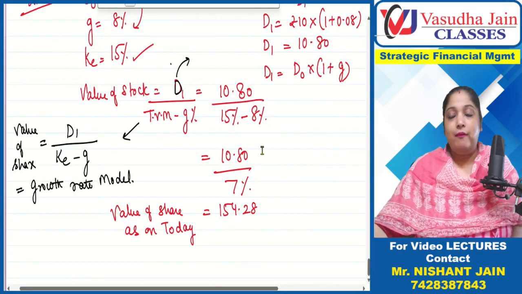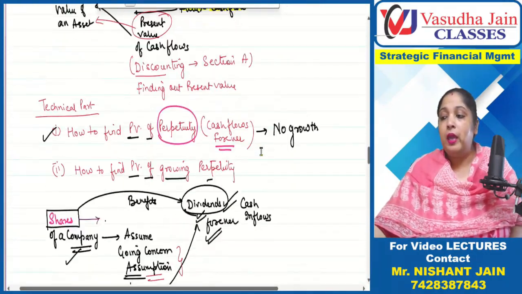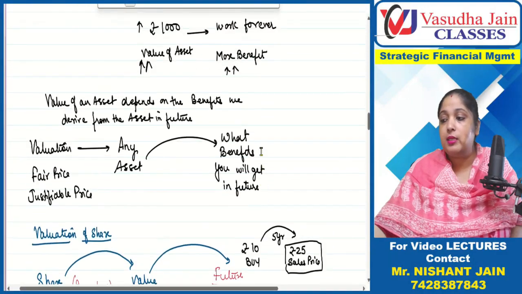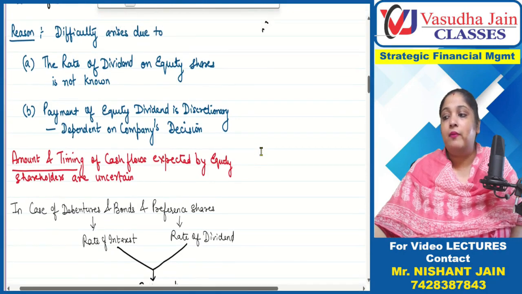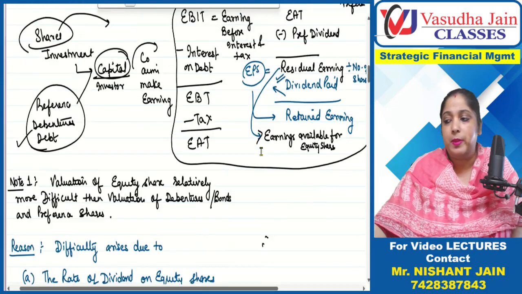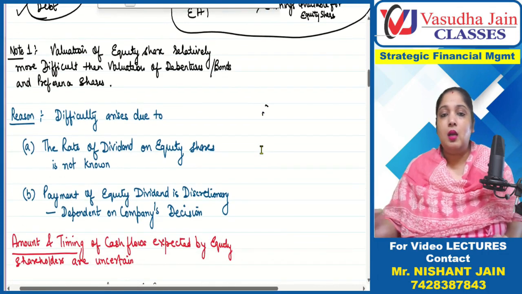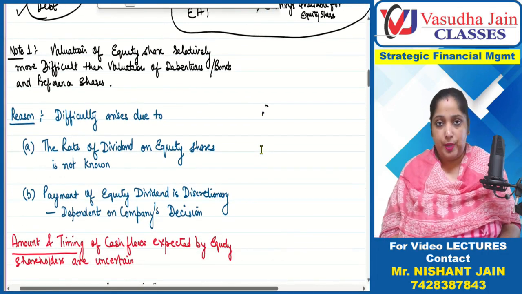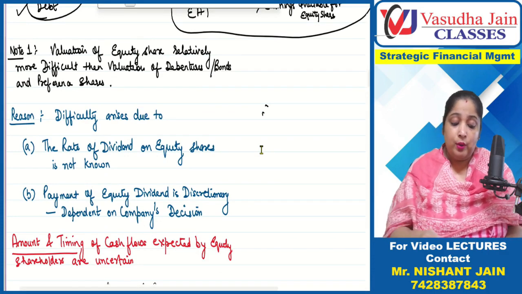Yes, so we have done 2 questions. Now we have to study valuation of shares, and we have to study valuation of preference shares and valuation of bonds, debentures. Which is more difficult? This is the discussion they have done on the first page of your valuation of equity. That is valuation of equity.